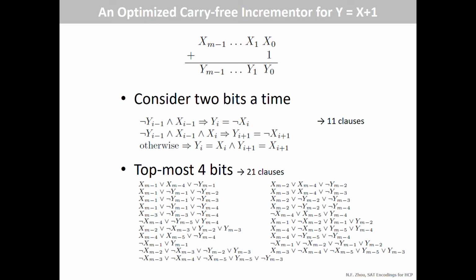Actually, we could do better. For the topmost 4 bits, we can use a special circuit to do incrementation. This one uses 21 clauses. If we do it 1 bit at a time, we would need 24 clauses. That gives a saving of 3 clauses for these 4 bits.